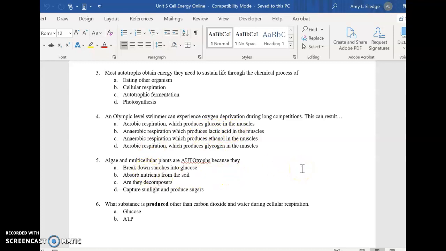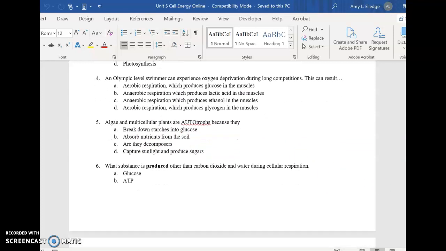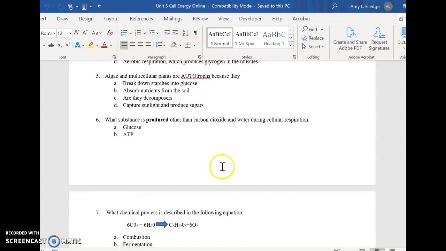5, algae and multicellular plants are autotrophs. So again, they're making their own food automatically because what are they doing? If you're algae, you're green. And if you're green, you're doing photosynthesis. And then what is photosynthesis? Using sunlight to make sugars.